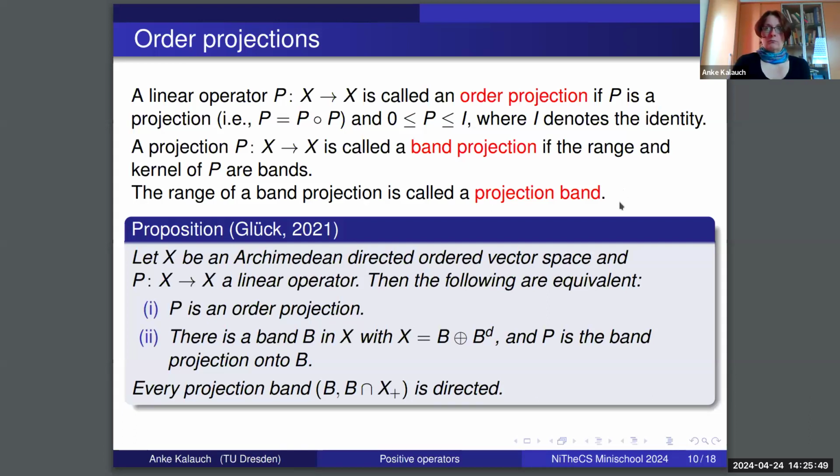So for lattices, it was known that these are the same concepts. For ordered spaces, it was shown recently by Jochen Glück that they are in fact the same. So every order projection, every projection between 0 and identity, is in fact a band projection. And in this case, I can split a space into the direct sum of a band and its disjoint complement, and P projects onto B.